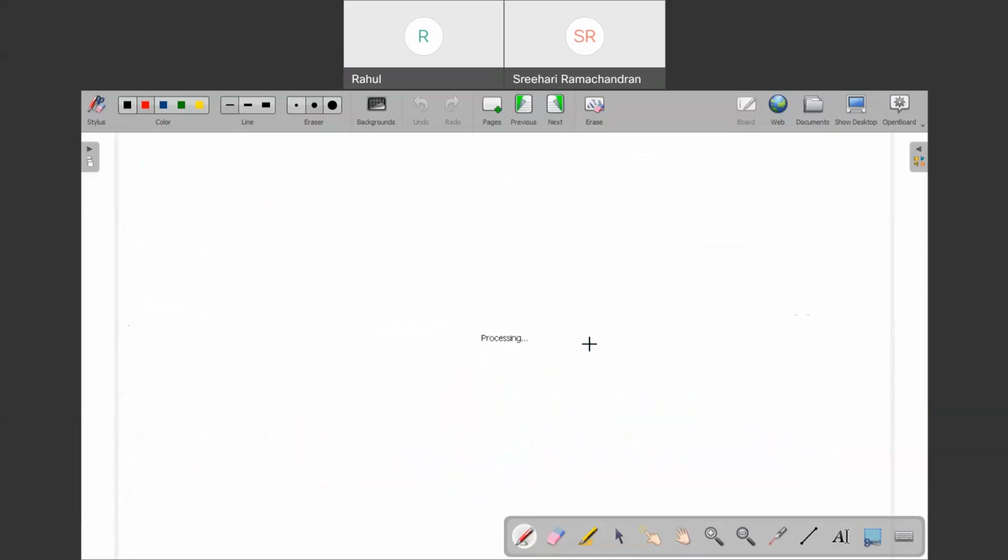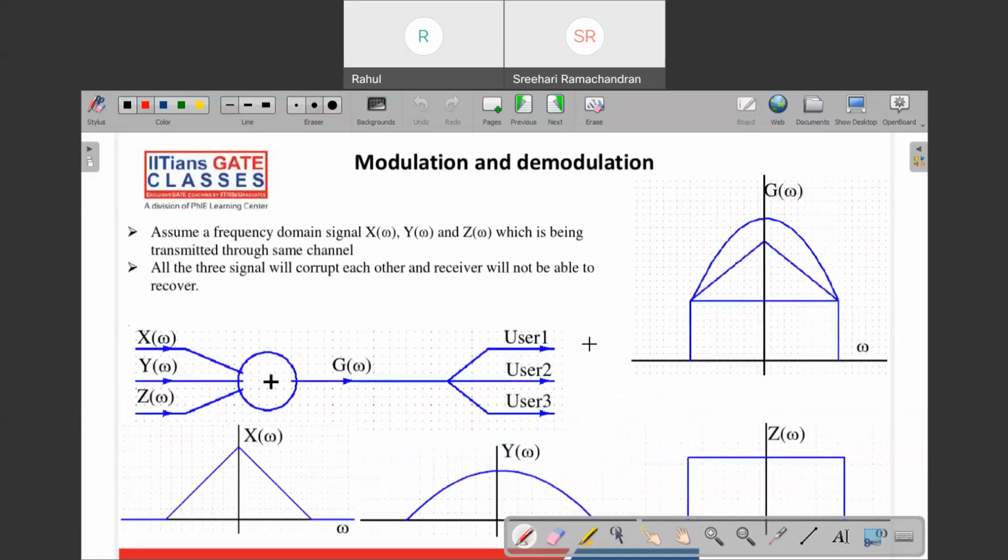Okay, let me go to the next slide. So let's see how interference comes into the picture. So let's say we have 3 users and we have a single medium. Let me call it air. This is the medium, the wireless medium, and we have 3 users X, Y, and Z. And all three want to use the same medium, and these are the spectra of the 3 users.